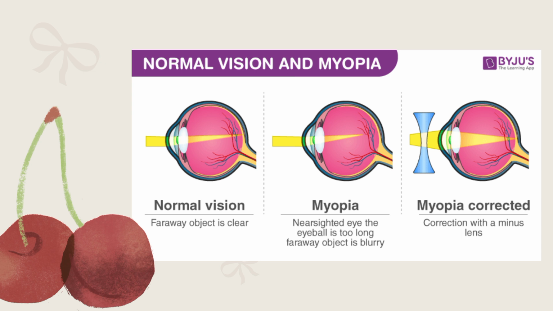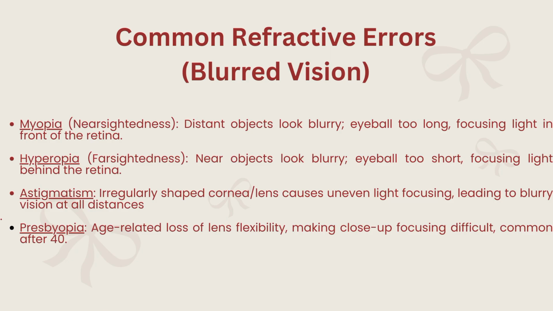So how can myopia be corrected? We can use a minus lens to correct myopia. So here are the common refractive errors or blurred vision. We have myopia or nearsightedness, hyperopia or farsightedness, where near objects look blurry, astigmatism or the irregular shape of the cornea or the lens that causes uneven light focusing. Then we have presbyopia or the age-related loss of lens flexibility.